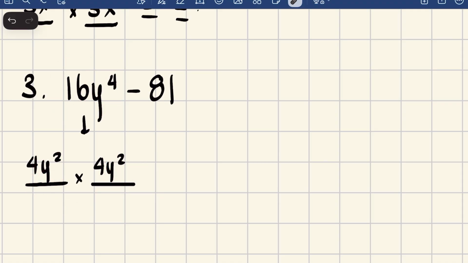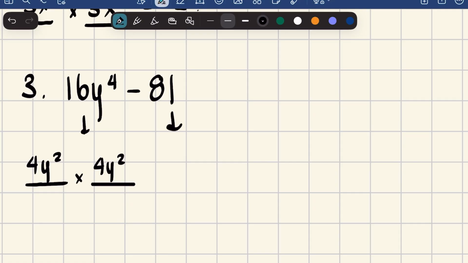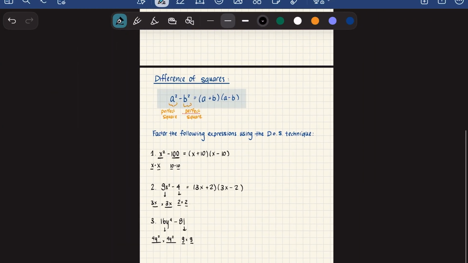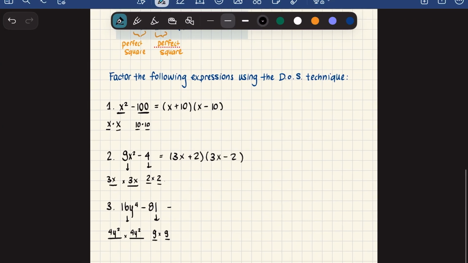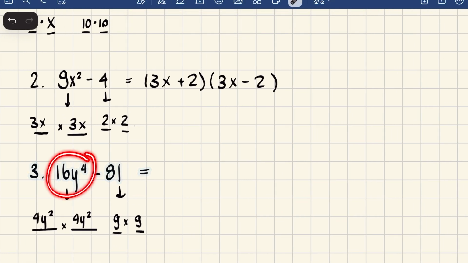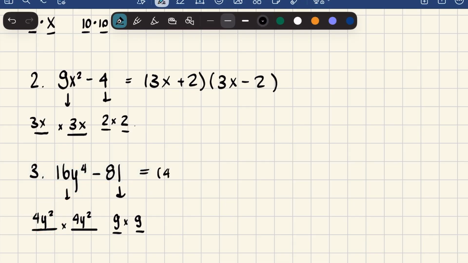Then for 81, this is a little bit simpler. We get 9 times 9. Now, let's use our formula. So we get 4y squared plus b, which is 9, times 4y squared minus b, which is 9.